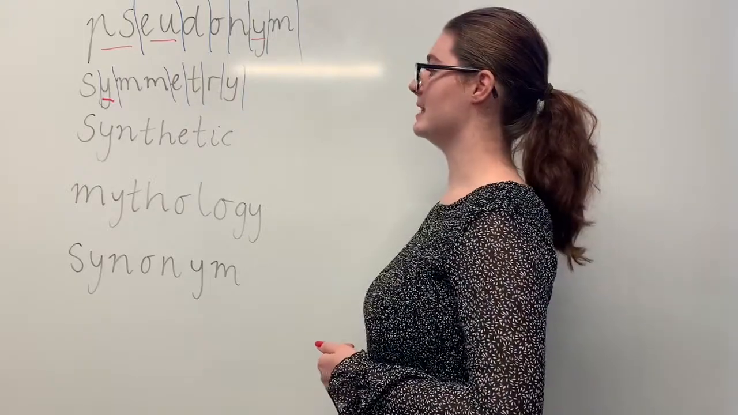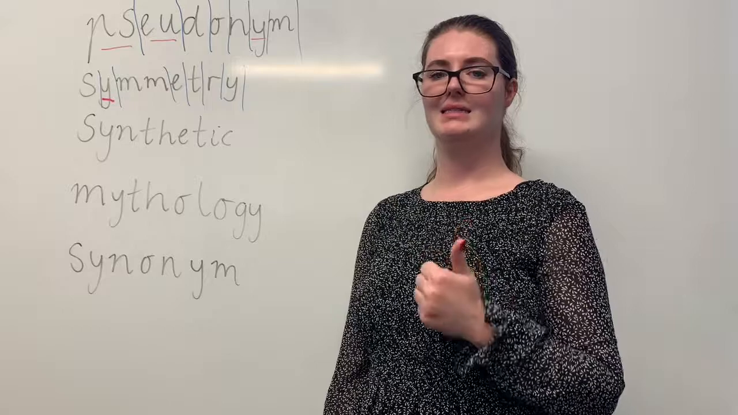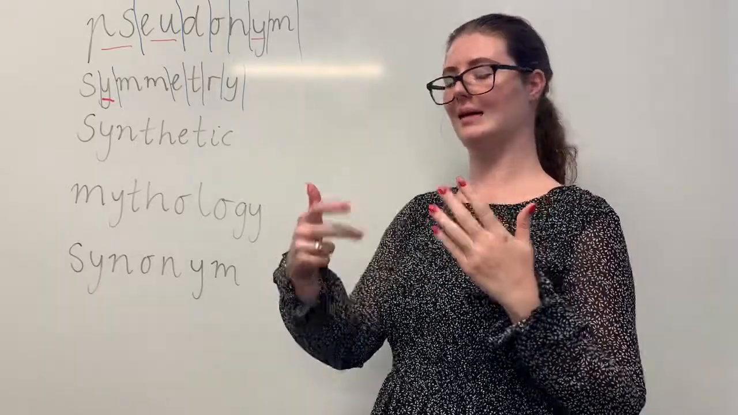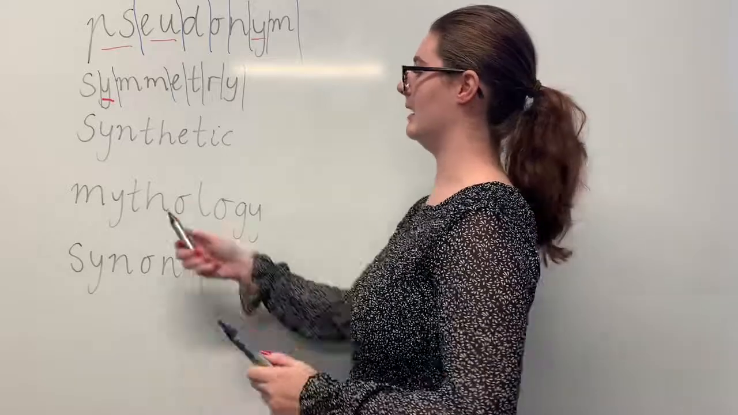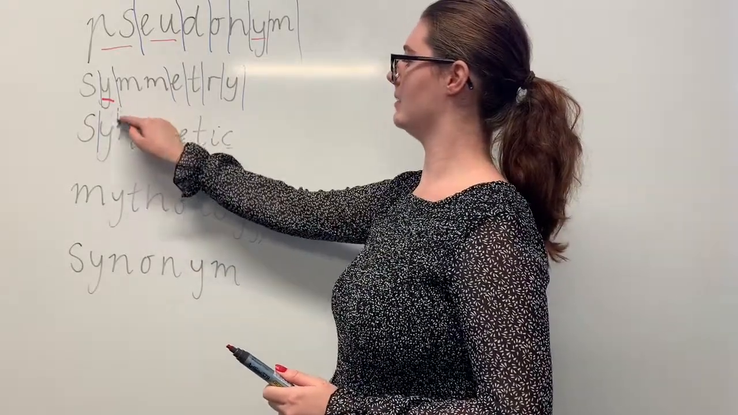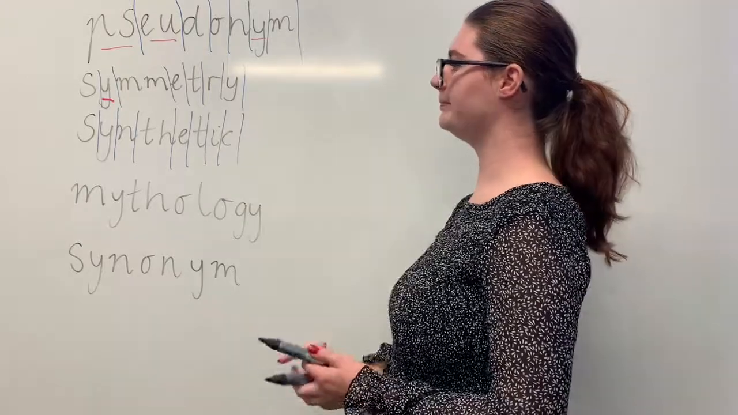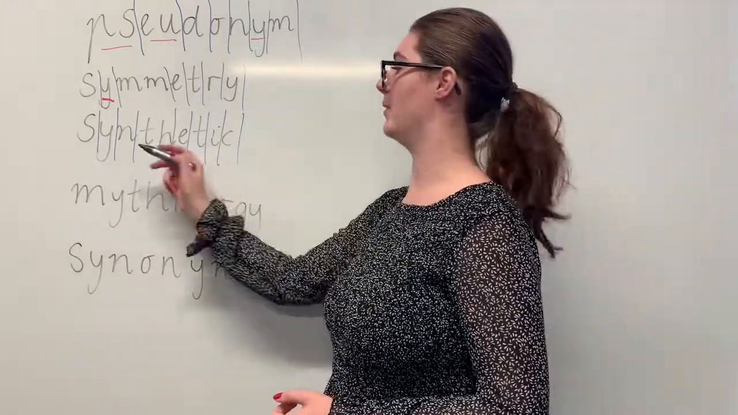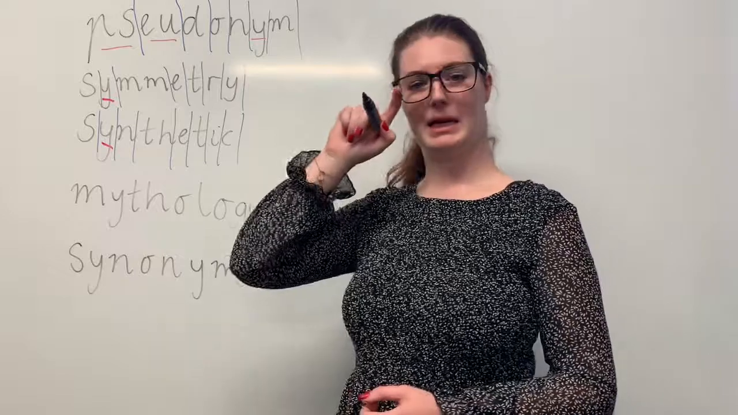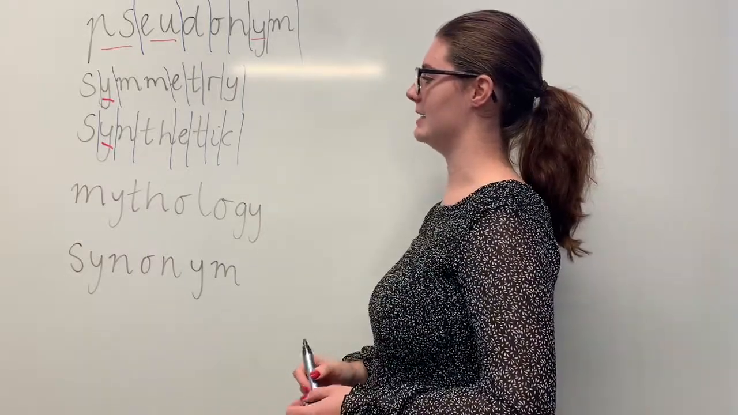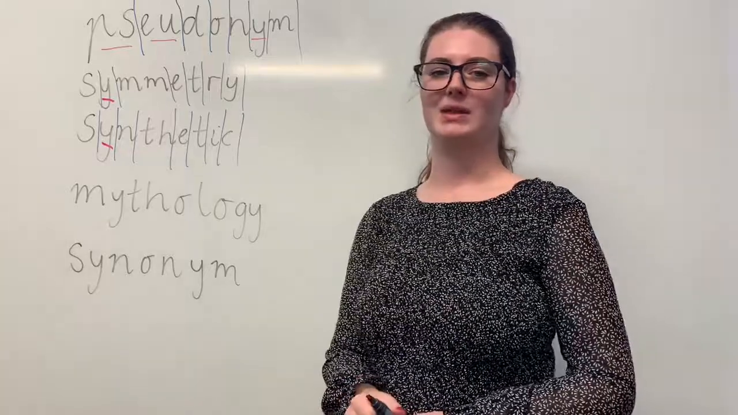The sounds in synthetic are, together, s, i, n, e, t, i, k. The letters in synthetic are S, Y, N, T, H, E, T, I, C. The part we'll need to remember is the Y graph making the i sound. Can you teach it to me? Synthetic. S, Y, N, T, H, E, T, I, C. Our next word is mythology.